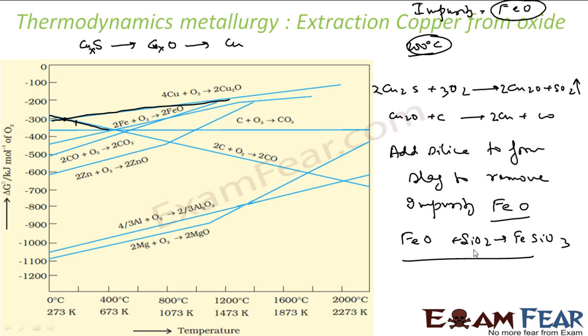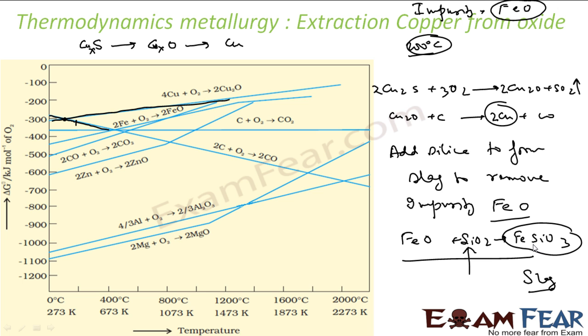Please remember, in the last slide we have seen that in case of iron ore the impurity was silica, so we used to add calcium carbonate, that is limestone. In this case the impurity is FeO, so we add SiO2, that is silica, to form iron silicate, and that is a slag. In the furnace, this slag, iron silicate, and the copper both will be produced, and we can remove the slag because this will be lighter.